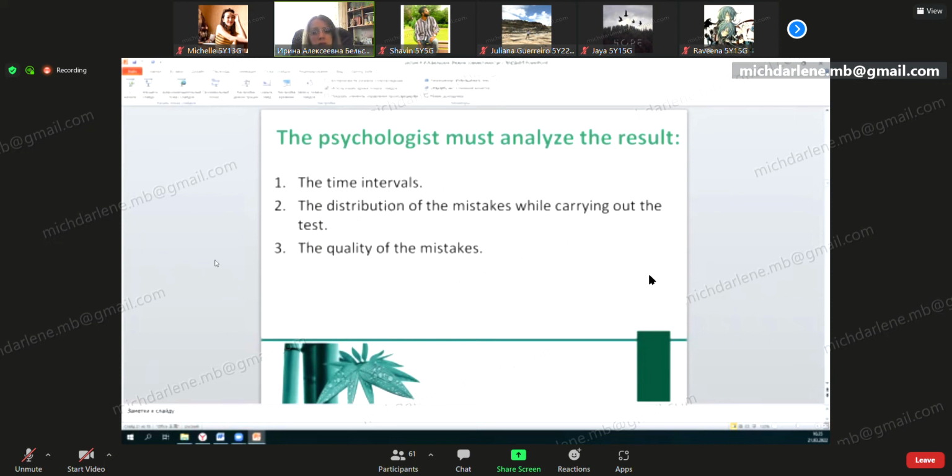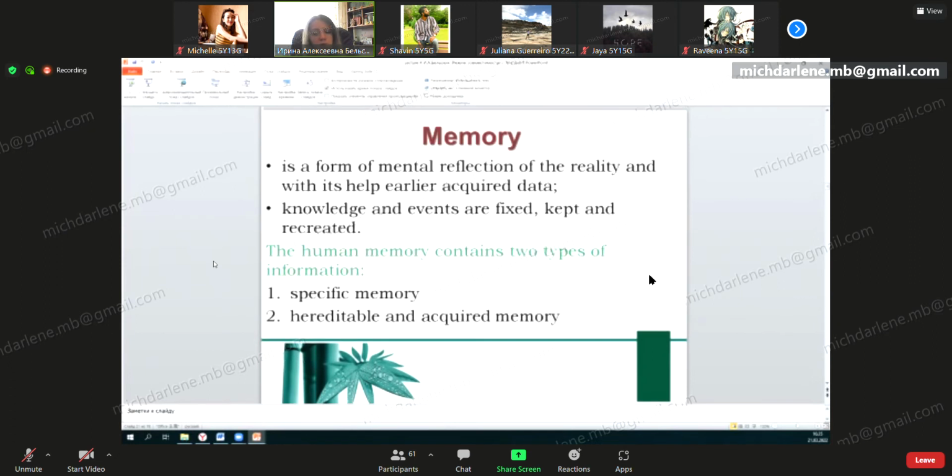Next, cognitive components: memory. Memory is a form of mental reflection of reality, and with its help, early acquired data are kept. Besides this, we can define memory as specific knowledge and events that are fixed, kept, and recreated. Human memory contains two types of information. It is specific memory, which has been accumulated in the process of evolution for many thousands of years, which is determined by unconditioned reflexes and instincts, and is heritable.